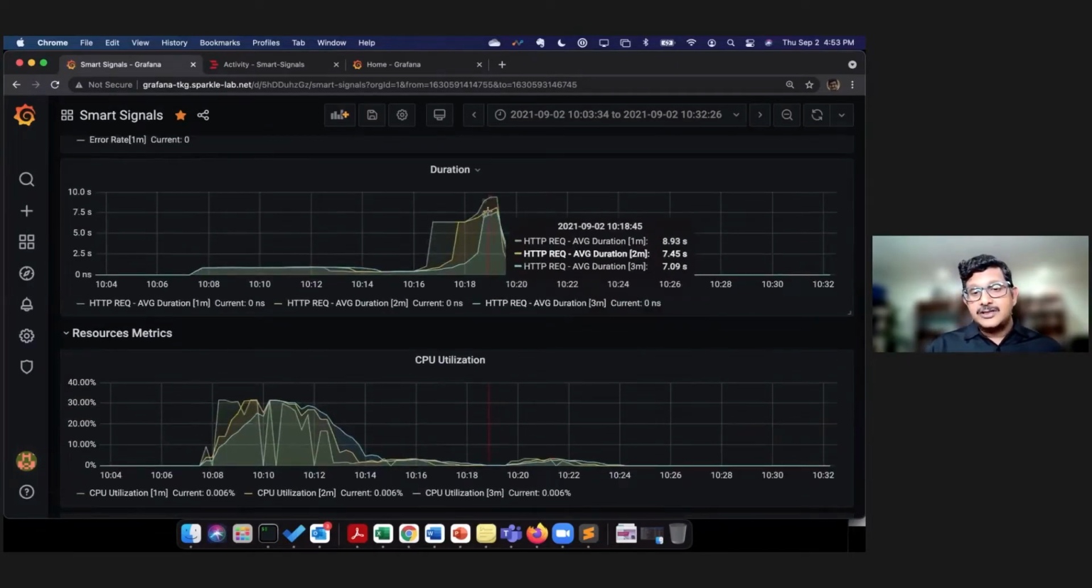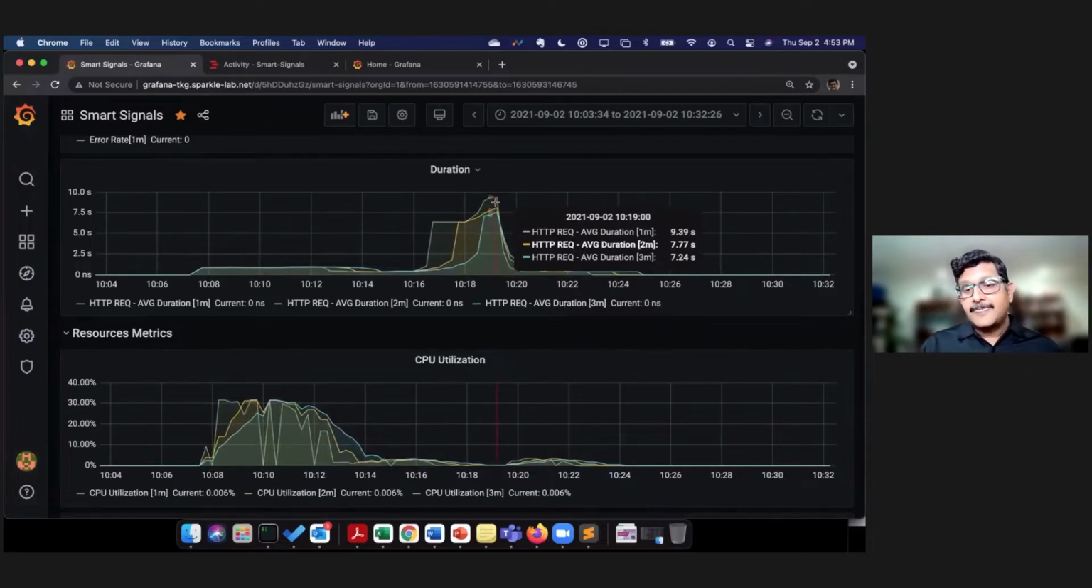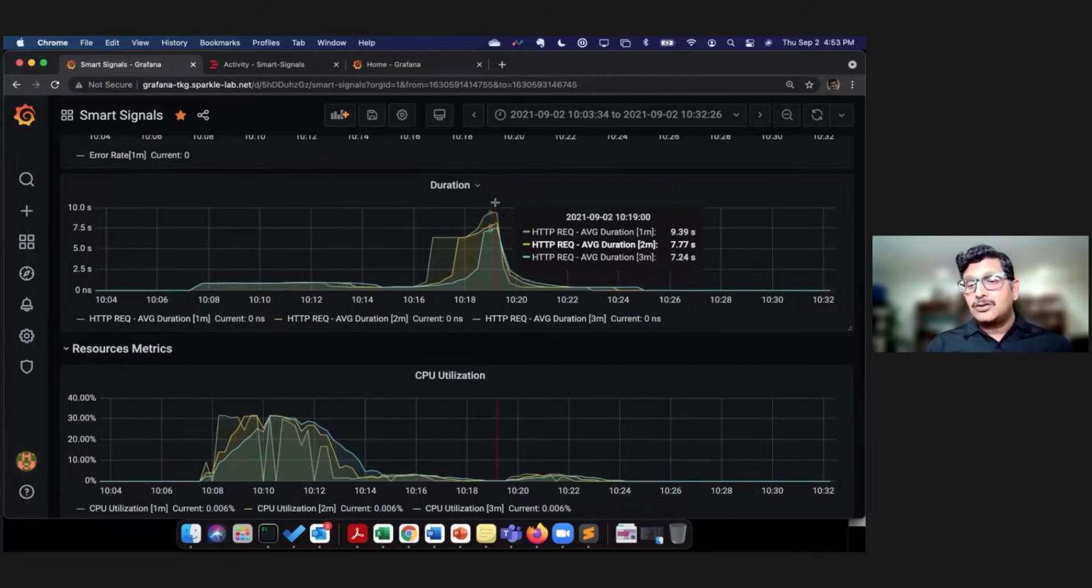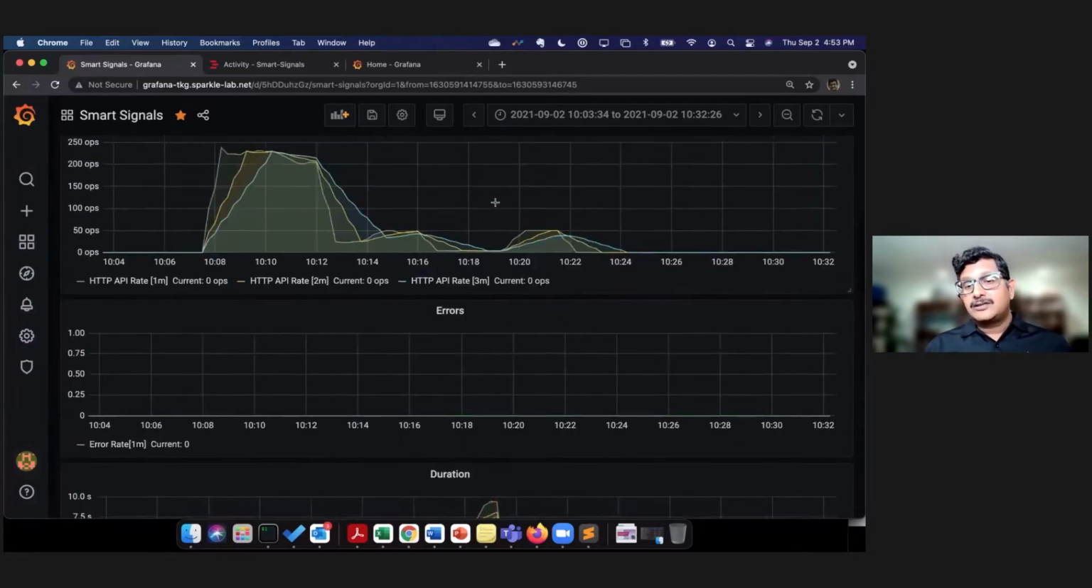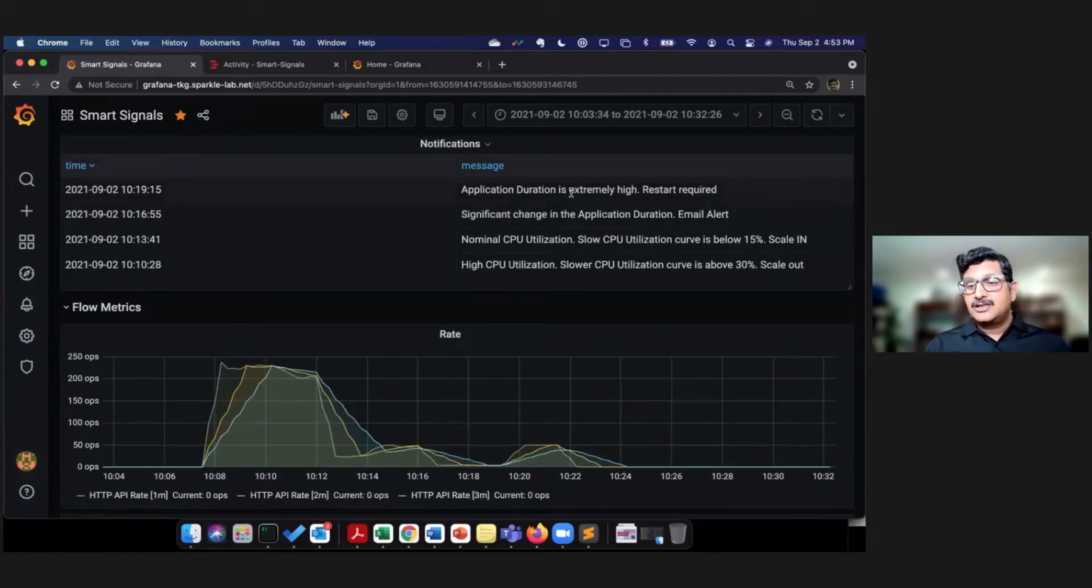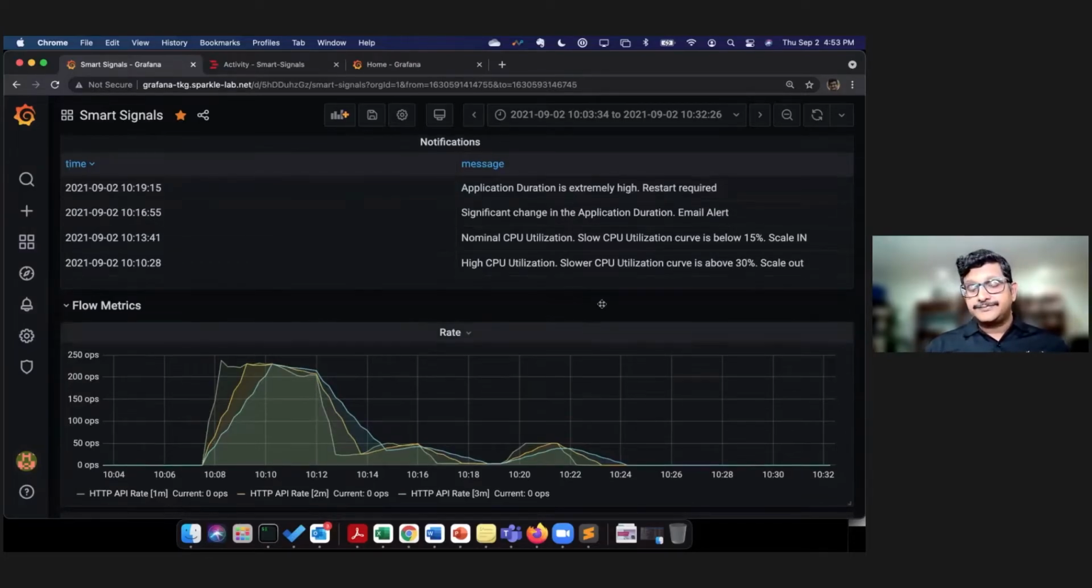And as we see the duration cross 9 seconds, we know 10 seconds is when the customers will start seeing timeouts, and we are at 9 seconds. So we know this particular threshold is not good for the application from a web UI perspective. In this case, we trigger a restart. Given it's a Kubernetes cluster and pods can be restarted, we trigger that remediation.